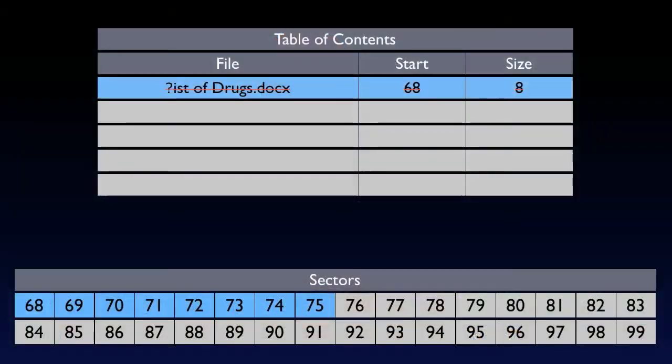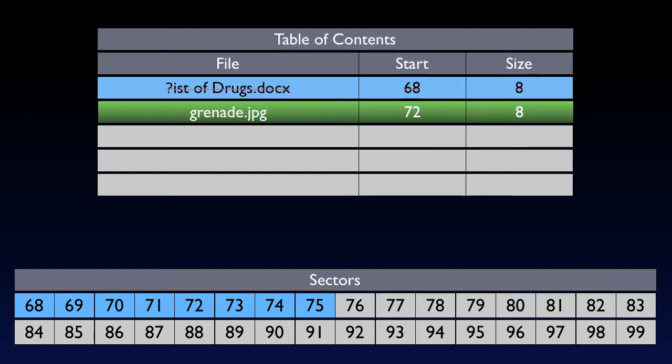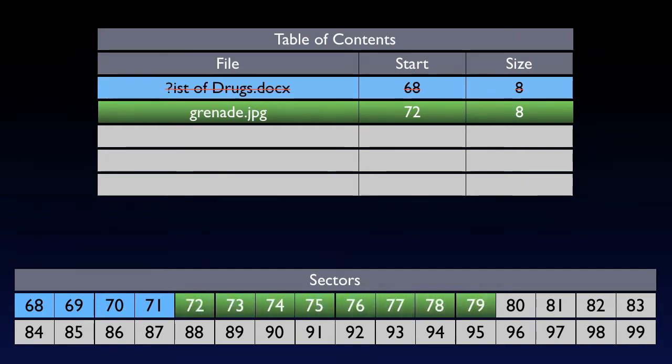So let's say I save a picture of a grenade, and I go to the table of contents and it says, your grenade is 8 pages long, where can I save that? The table of contents says you can start saving that at page 72. Well, you can now see that on page 72 through 79, I have the picture of the grenade. But with our forensic tools, if I were to look on page 68 through 71, I would see the first 4 pages of the list of drugs. And I could recover those first 4 pages forever until they're overwritten.